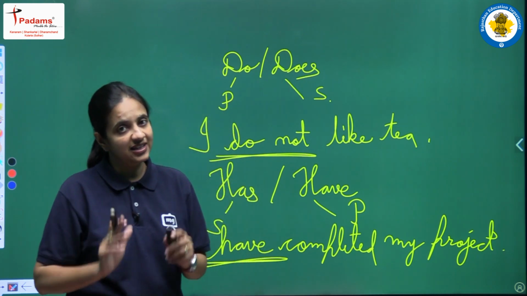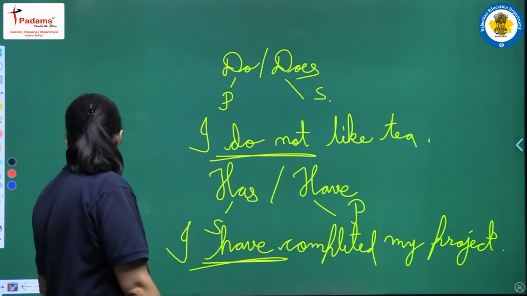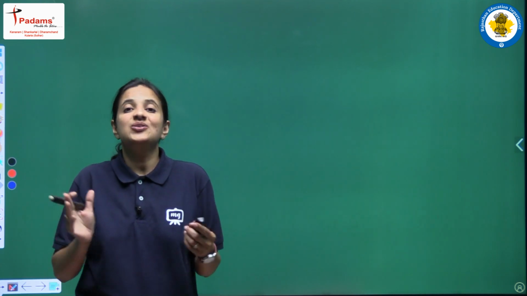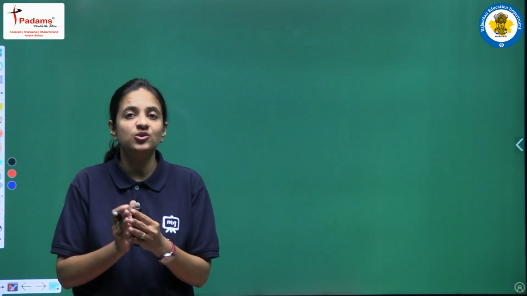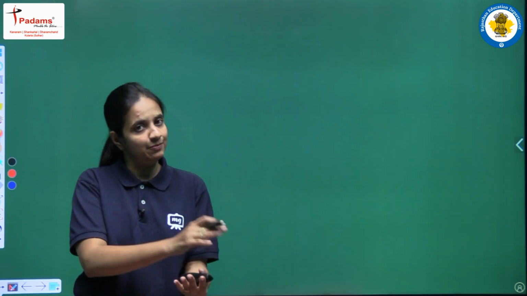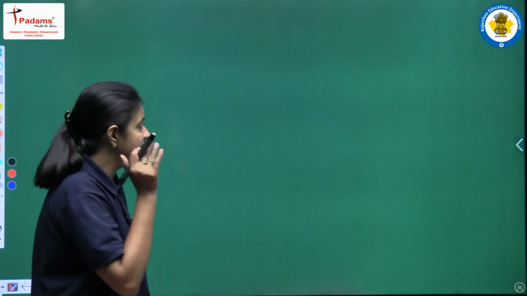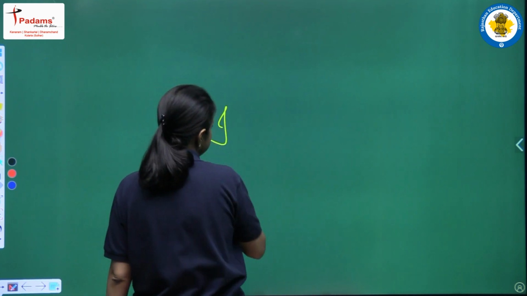But in this tense that we are reading right now, that is past continuous tense, we don't want to use the plural helping verb with I. We will use the singular helping verb with I. So let's see an example.